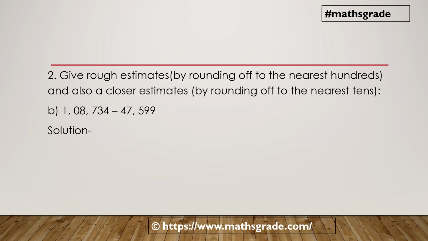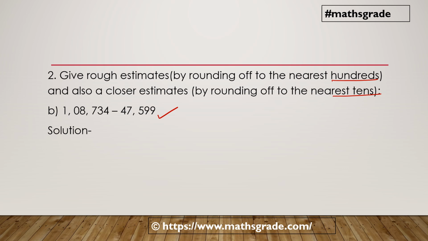Now we will solve question number 2, part B. 1,08,734 minus 47,599. Give the rough estimate by rounding off to the nearest 100 and also a closer estimate by rounding off to the nearest 10. So first we rounded off these numbers to the nearest 100.